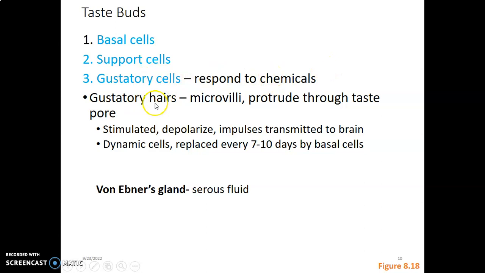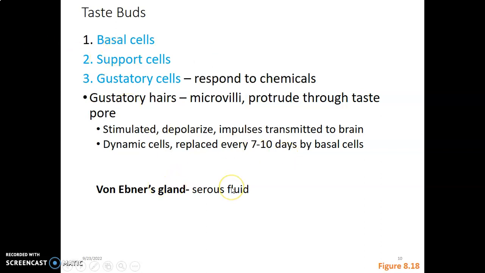Then we have what we call gustatory hairs. These are like microvilli. They protrude through the taste pore. After stimulation, they're able to depolarize, and that's how impulses are generated and transmitted through the cranial nerves to the brain. The gustatory cells are usually replaced every 7 to 10 days by the basal cells. So the basal cells are stem cells.